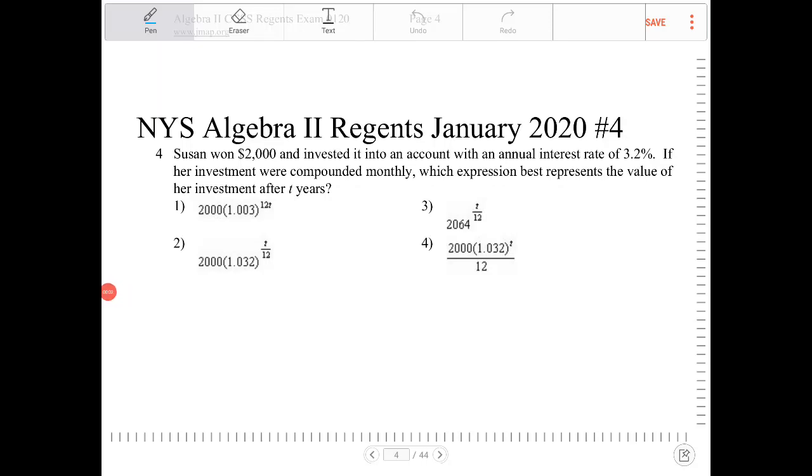Suzanne won $2,000 and invested it into an account with an annual interest rate of 3.2%. If her investment were compounded monthly, which expression best represents the value of her investment after T years?